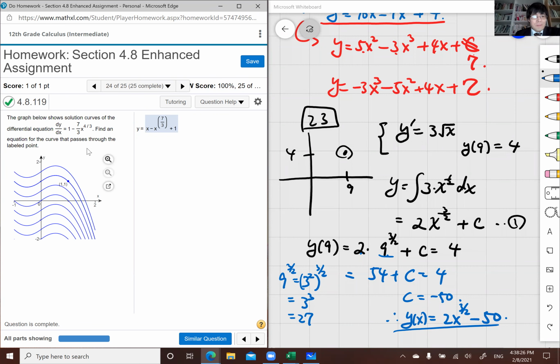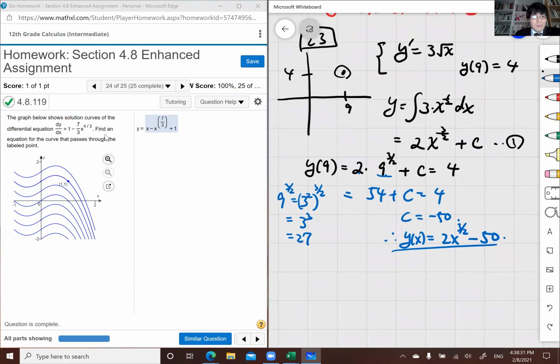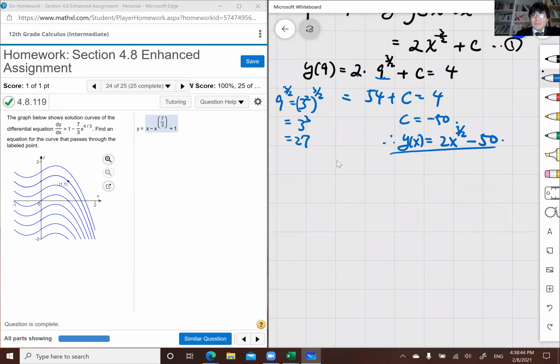Okay, now the next one is again an initial value condition problem. Well, we know that y dash is given like this. So you just need to integrate it, and you're going to get some integral constant c. And we know that it goes through (1, 1). So number 24 is y dash is equal to 1 minus 7/3 x to the 4/3, with the initial condition that when x is equal to 1, y is equal to 1.